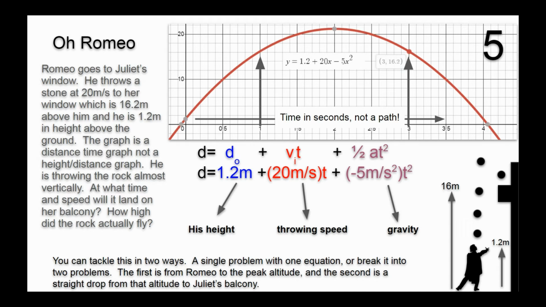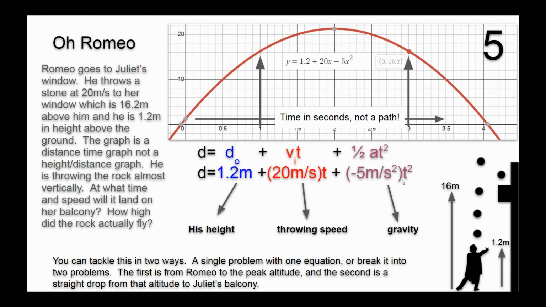You can tackle this problem in 2 ways, a single problem with one equation, or break it into 2 problems. The first would be from Romeo to the peak altitude, and the second part would be a straight drop from that higher altitude to Juliet's balcony. If we wanted to set up the equation of motion, we would be setting up d equals VIT plus half AT squared, but we're tossing in this starting height, which we can call d naught or d original.